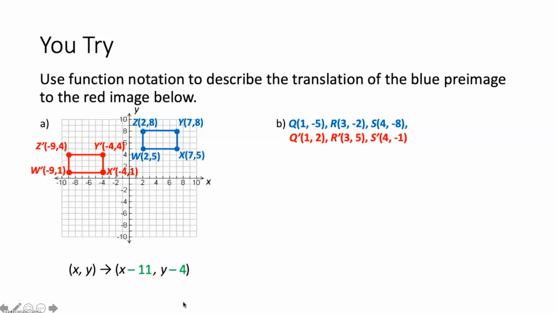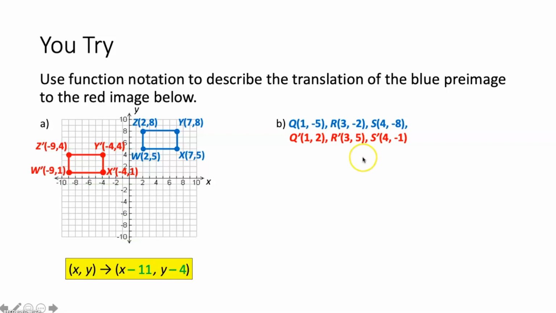And we can double check. Does this make sense on our graph? So going from W to W prime, I go left 11, down 4. Yep, that's where W prime is. Going from X to X prime, is that over 11, down 4? Yes, it is. Y to Y prime, over to the left 11 units, down 4 units. Yep. And then Z to Z prime, over 11 units to the left, down 4 units. Yep, perfect. We did it right.